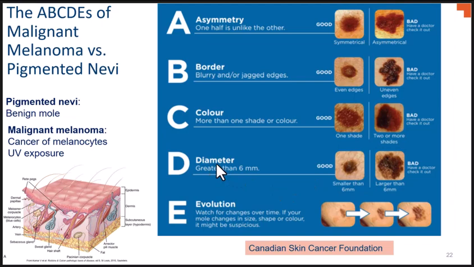Diameter, and oftentimes using the eraser at the back of a pencil can help gauge size, but anything greater than 6 millimeters should be looked at. And then evolution: is it changing over time? Sometimes moles are just observed over time, and if they are changing, that can be indicative of malignant melanoma.